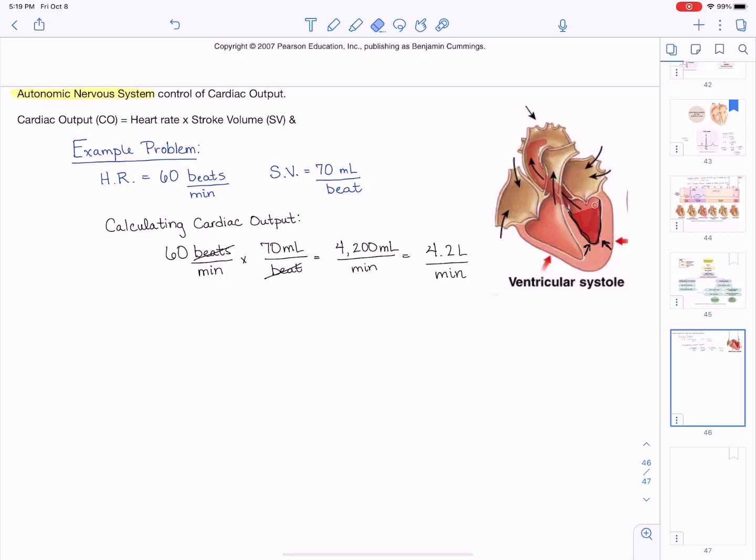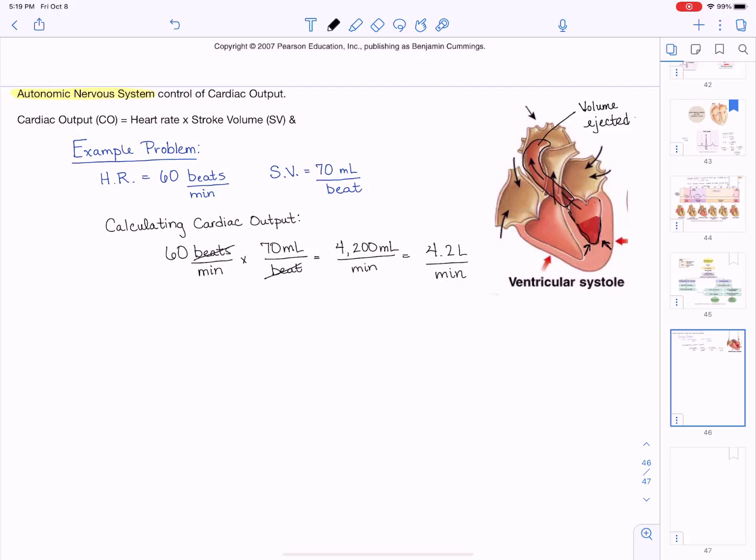Now, a common misconception is that all of the blood is ejected, but on average, it's actually only about half of the blood that is ejected. So the stroke volume is in fact the amount of blood that is ejected in one ventricular contraction, and it's usually, although not always, about half of the blood in the ventricle.